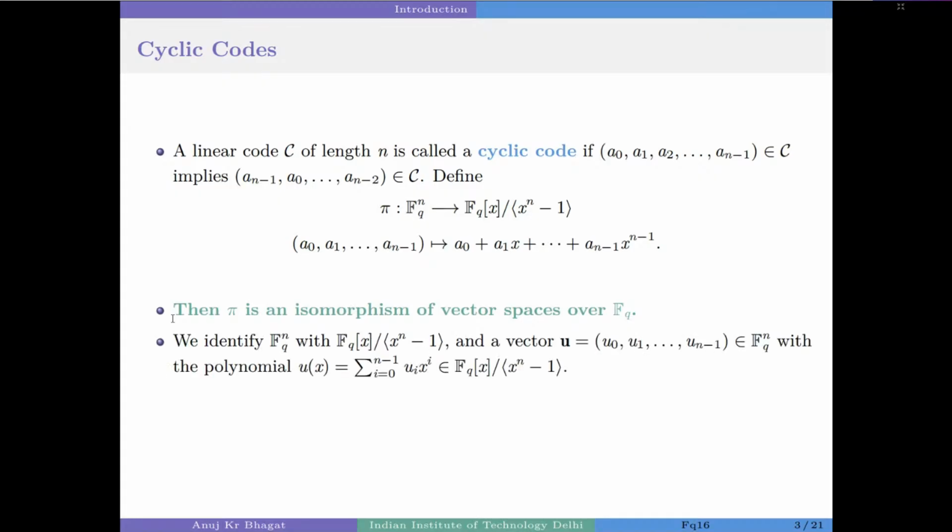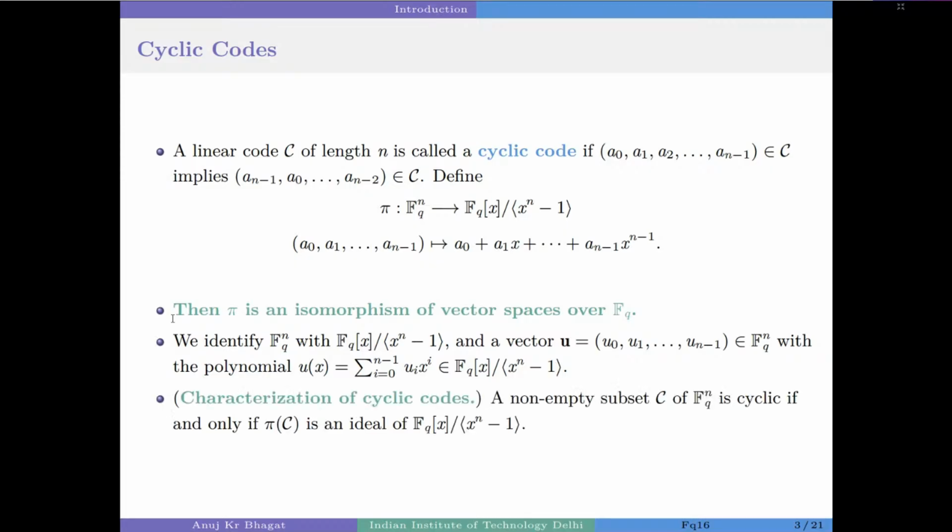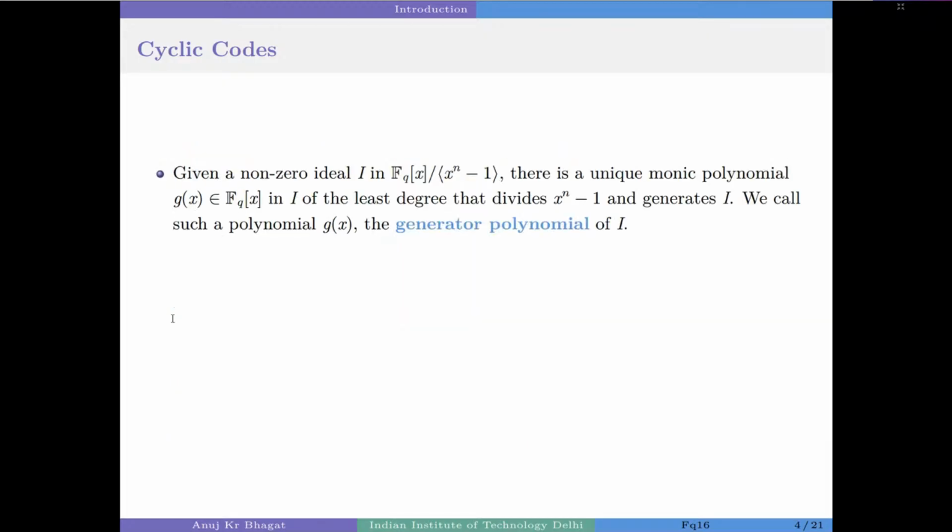Okay, and if you identify an element here with an element here with the help of this map phi, then we have a very nice characterization for cyclic codes: a non-empty subset C of Fq^n is cyclic if and only if phi(C) is an ideal of this quotient ring. So this quotient ring is actually a principal ideal ring. So every ideal here is principal. It is generated by some element, and a generator of this ideal will be called the generator of the cyclic code.